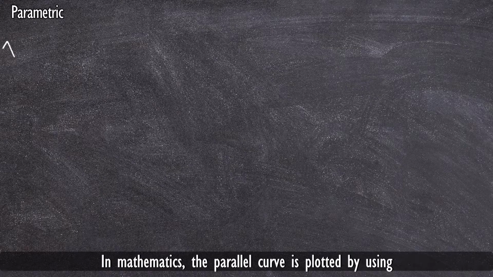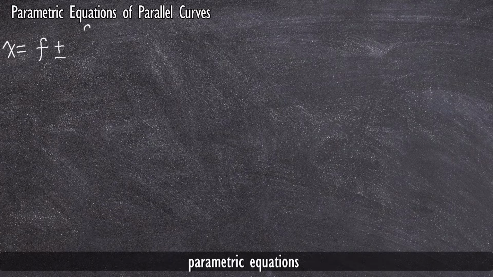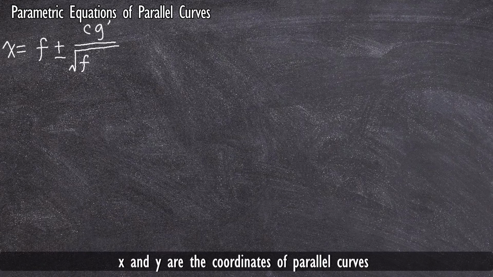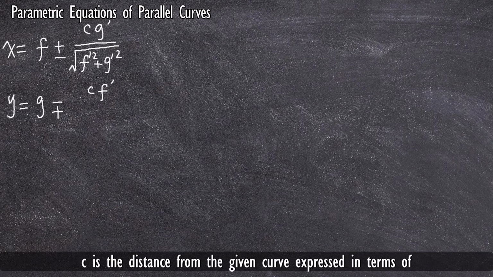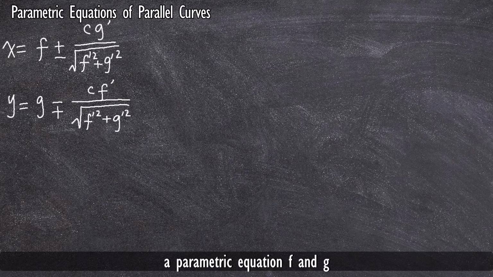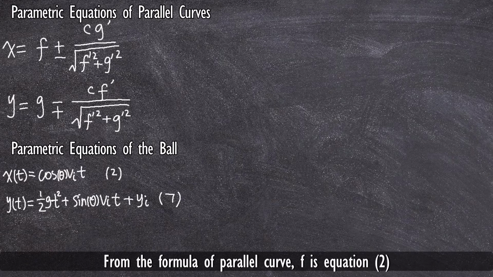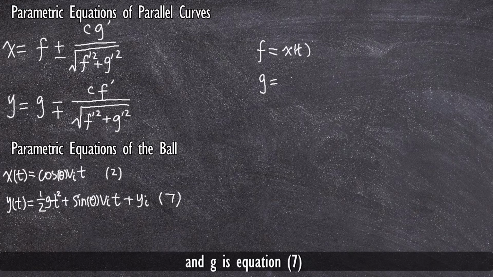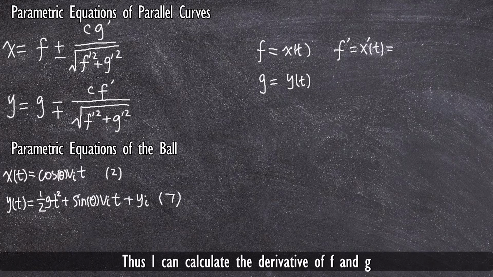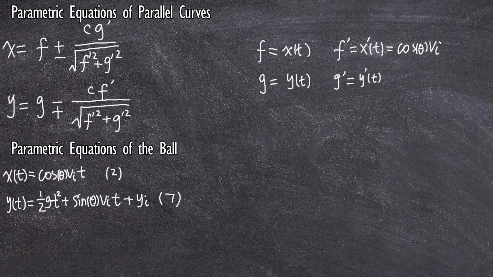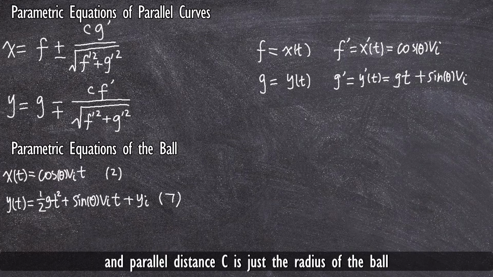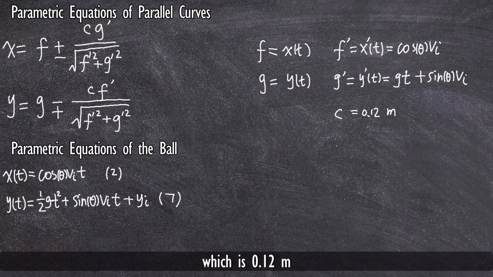In mathematics, the parallel curve is plotted by using parametric equations. X and y are the coordinates of parallel curves. C is the distance from the given curve expressed in terms of parametric equations f and g. Let's apply it with the parametric equation of the trajectory of the basketball. From the formula of parallel curve, f is equation 2 and g is equation 7. Thus, I can calculate the derivative of f and g. And parallel distance c is just the radius of the ball, which is 0.12 meters.